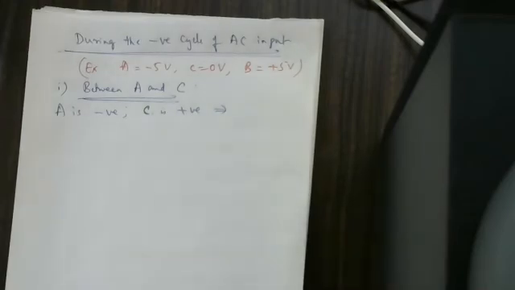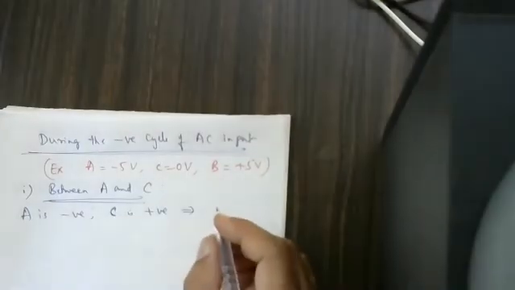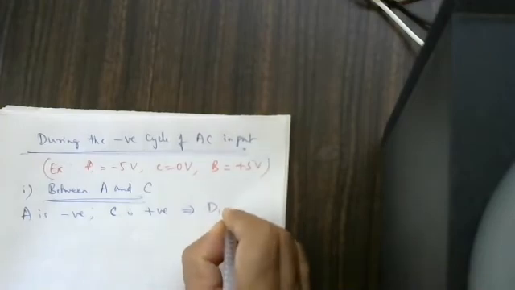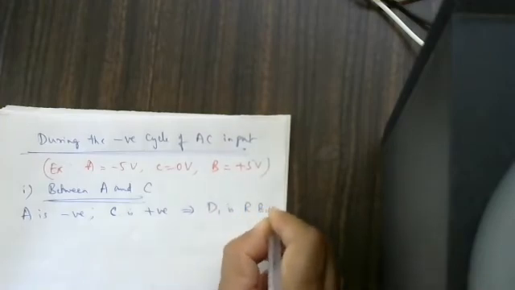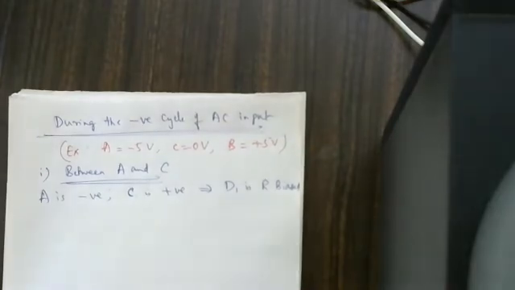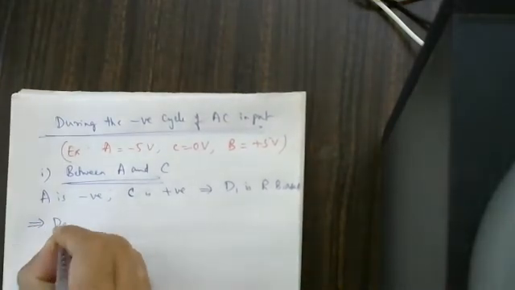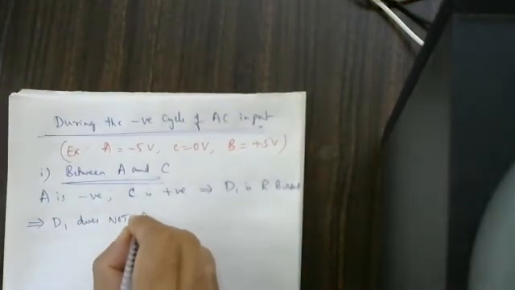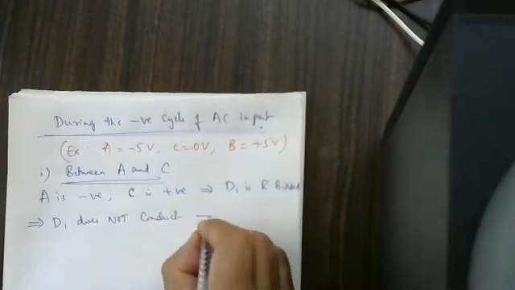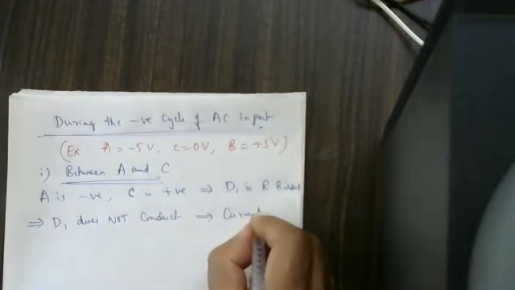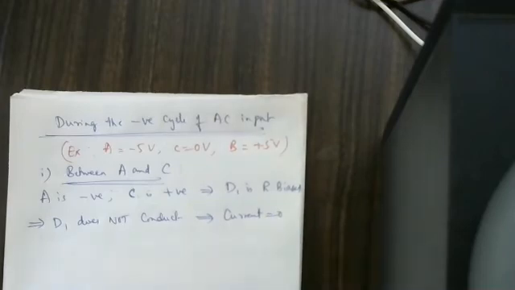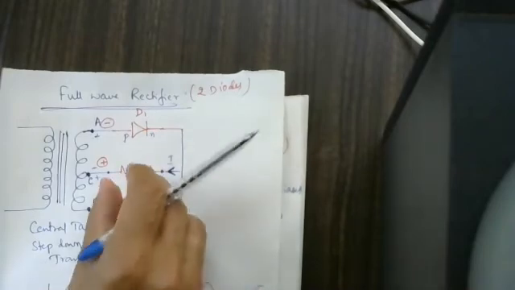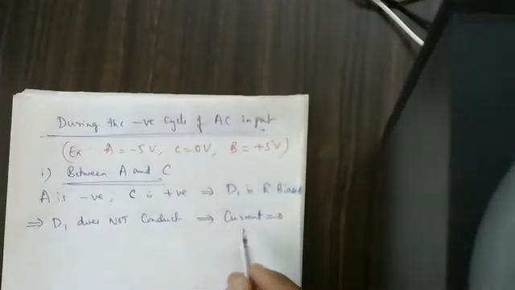So I will write that concept here. Therefore, D1, diode number 1, is reverse biased. As it is reverse biased, D1 does not conduct. As D1 does not conduct, current is equal to 0. As no current is flowing here during this negative half cycle, don't get confused, I am talking about this negative half cycle, there is no voltage. Therefore, current is equal to 0.